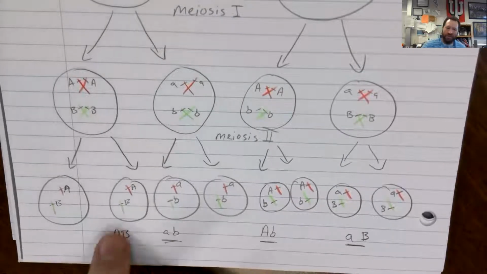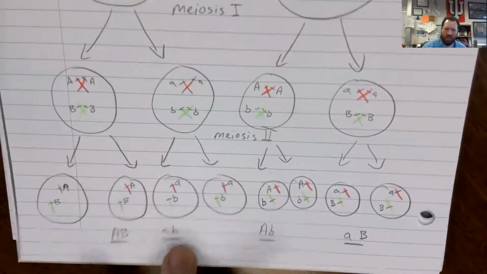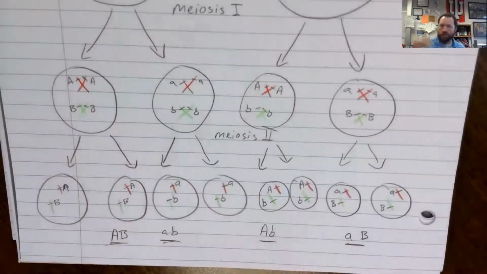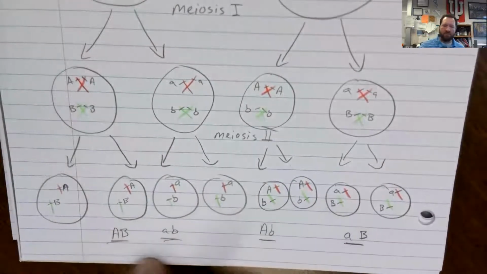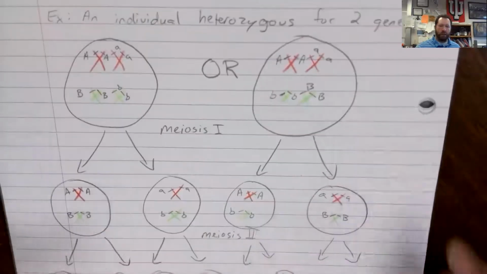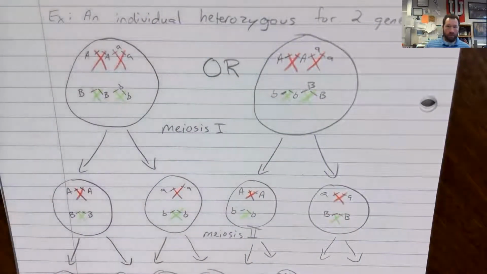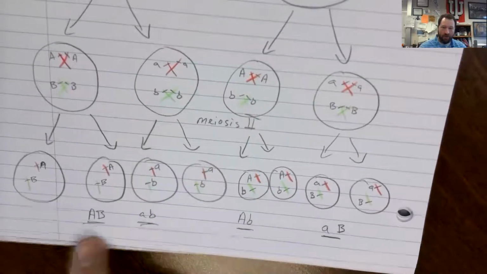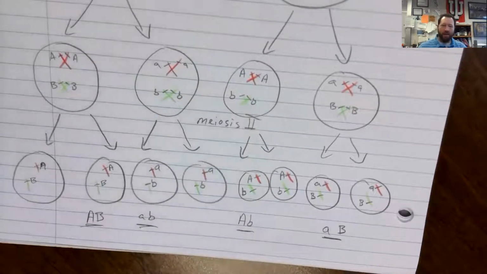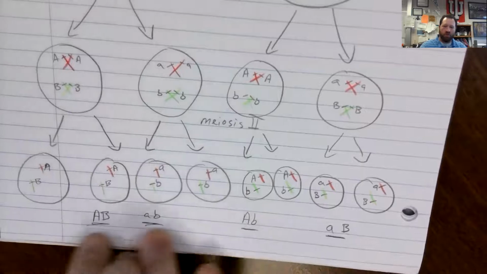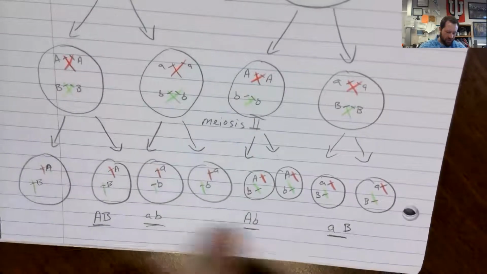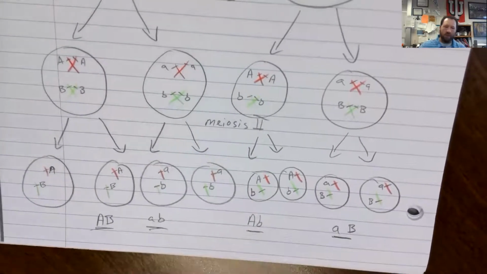Again, there's no rule that says the dominants have to go together and the recessives have to go together. They can, but they sort independently. It's a 50-50 chance, depending on how they line up here during meiosis 1. And that's the rule of independent assortment. Mendel's law of independent assortment is that dominant letters don't influence the other dominant letters. All of these are equally likely, 25% chance that any one of these 4 gametes would be produced.